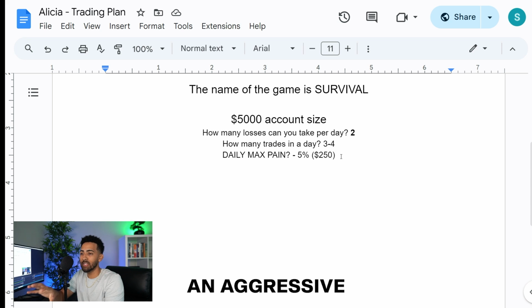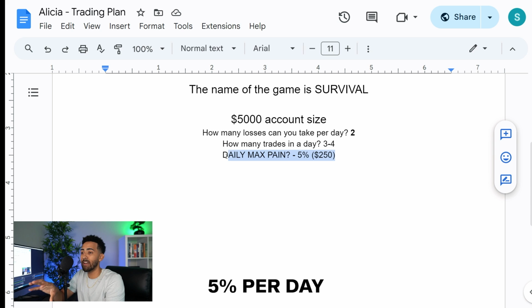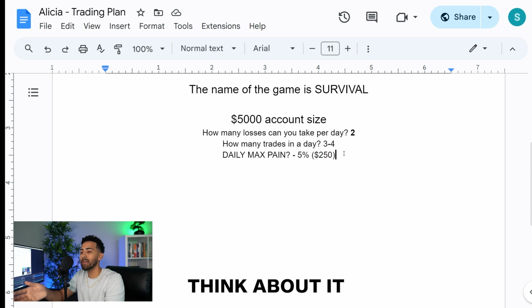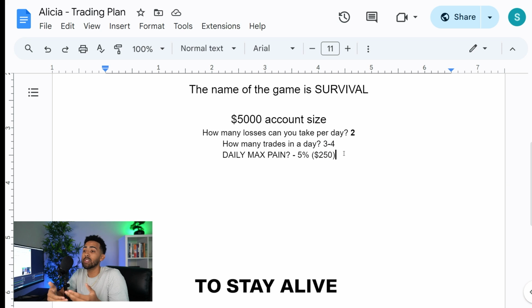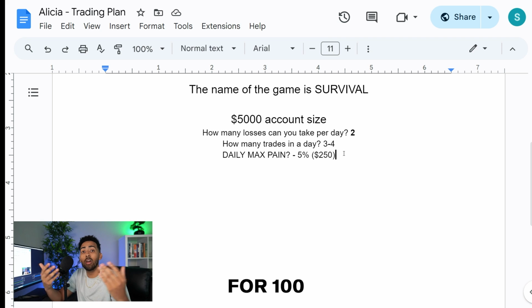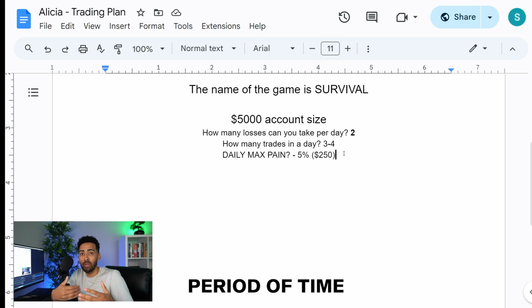Now, this is an aggressive trading account, so we're okay with losing 5% per day if we have to. But think about it this way. If you're risking 2% every single day, that allows you to stay alive for 50 days. If you're risking 1% every single day, that allows you to stay alive for 100 trading days. So the more max pain that you allow yourself to have, the more likely you are to fail in a shorter period of trading.